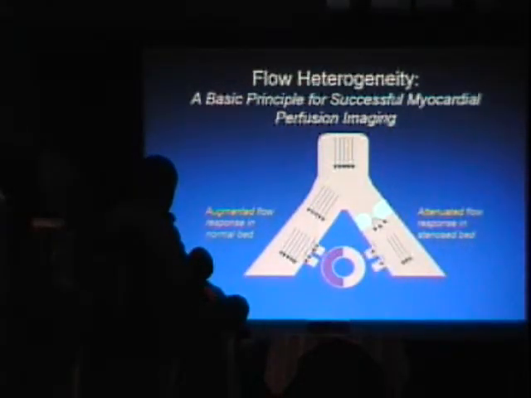What happens if you have a submaximal stress? In the normal zone, this area will be more pale, so you have a blunted increase in flow here, and the distinction between the normal and the abnormal zones will be less apparent. We'll talk about that when we go to the cases.